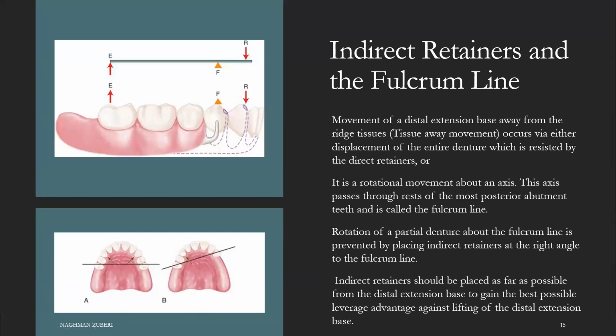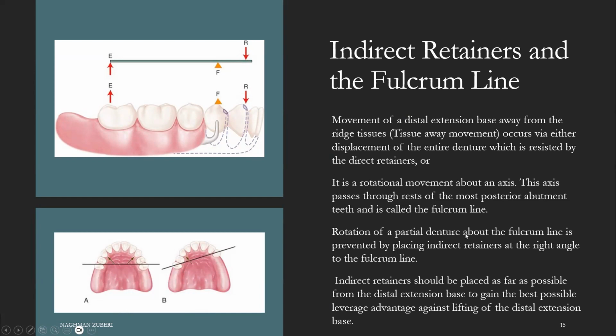Indirect retainers and the fulcrum line. Movement of a distal extension base away from the ridge tissue, or tissue away movement, occurs via either displacement of the entire denture, which is resisted by the direct retainers, or a rotational movement about an axis. This axis passes through the rests of the most posterior abutment teeth, and we call it the fulcrum line. So over here, you can see one situation for the bilateral distal extension, and another situation for the bilateral distal extension where premolars are missing on one side, but on the other side, premolars are present.